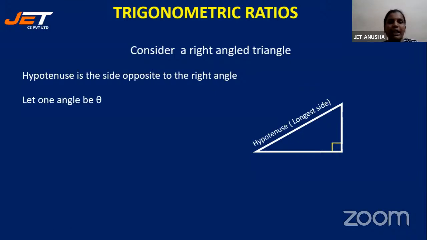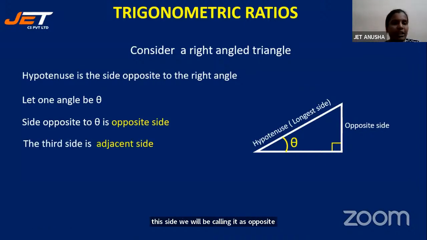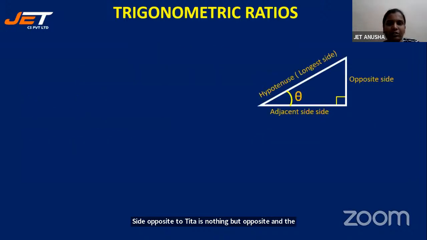So let theta be an angle. We will be taking theta as an angle. The side opposite to theta is the opposite side. The side opposite to this theta is this side. We will be calling it the opposite side, right? The third side is the adjacent. Hypotenuse is the longest side. The side opposite to theta is the opposite side. And the remaining side, what is left out, is your adjacent side, right?